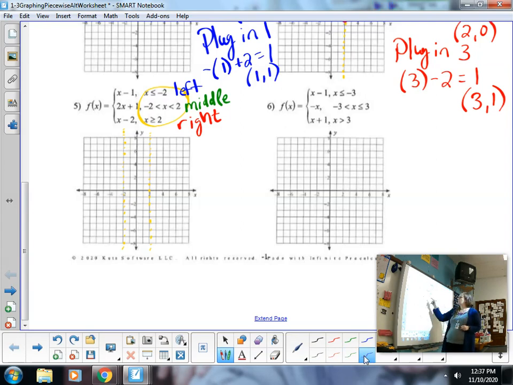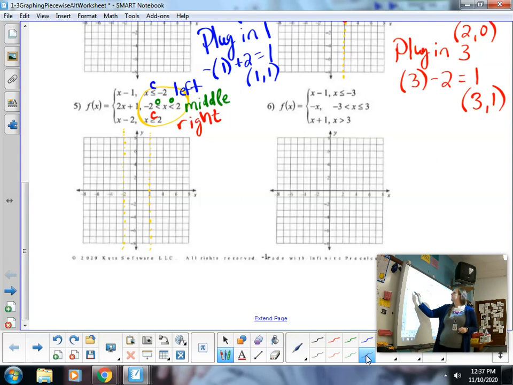So let's go through it. On the top, that's going to be a closed dot. For the middle, that's going to be an open dot, and it doesn't quite look like an O there. And then the right piece is going to be a closed dot.